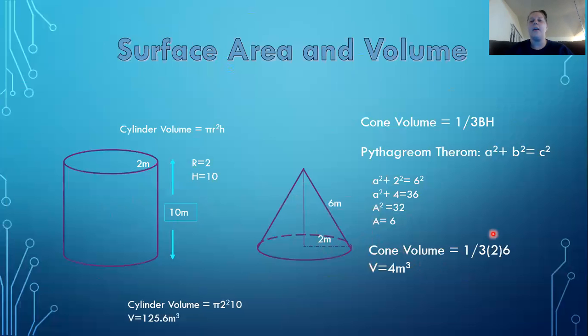And then we're going to plug in the height, which is 6, and the base of 2 into our equation, which gives us the volume of 4 meters cubed. Now, for the total volume of the entire figure together, you're going to take 125.6 meters cubed and add 4 meters cubed, and that gives us a total of 129.6 meters cubed.